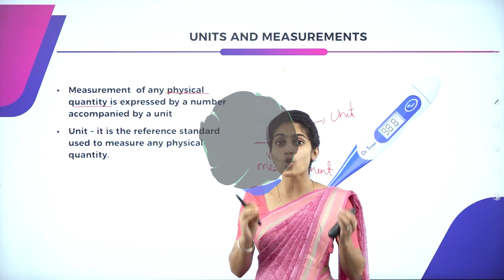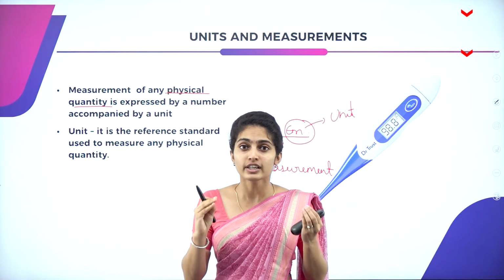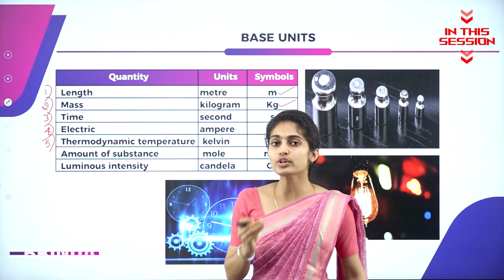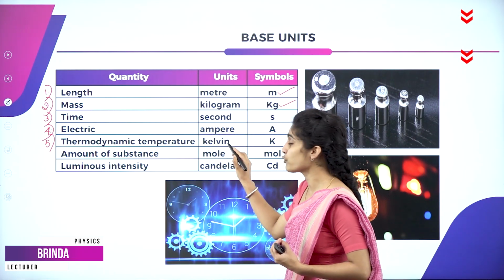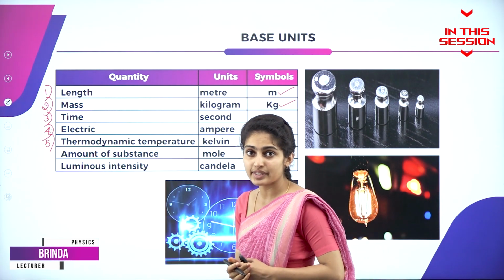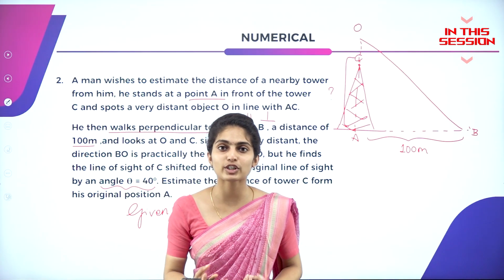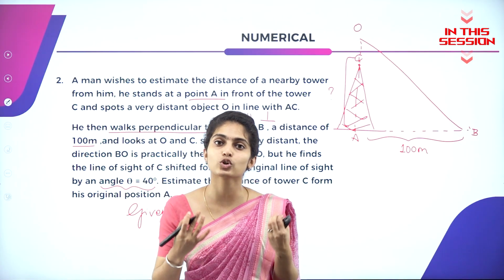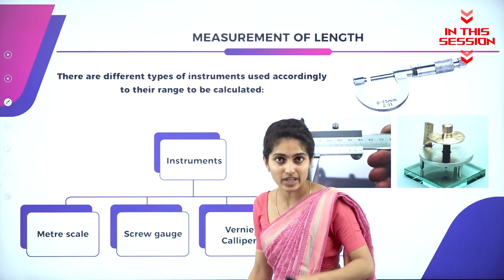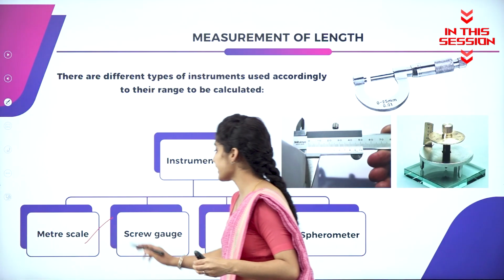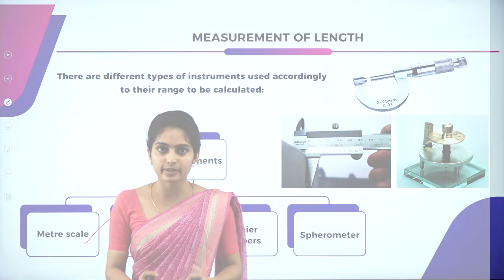We are measuring only physical quantity and this doesn't apply for non-physical quantity. Thermodynamic temperature, the unit is given in terms of Kelvin, whose symbol is K. The method to identify slope is by using tan theta is equal to opposite by adjacent formula. A few instruments which we are studying, that is meter scale, screw gauge, vernier calipers, spirometer.